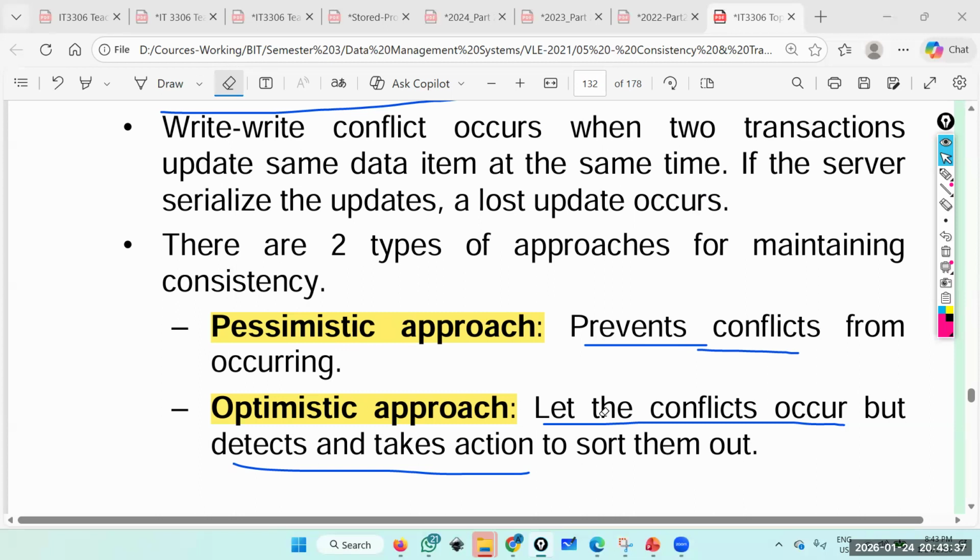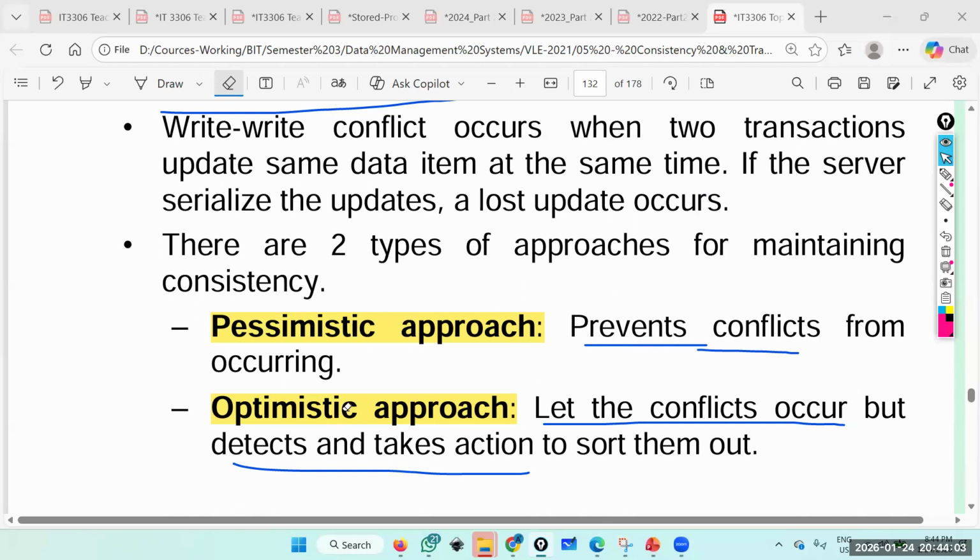Optimistic approach, optimistic means you are positive. That means you think that wrong things will not happen. That means you feel like 99% of the times things are going to be okay. Pessimistic means you think that most of the time things are not going to be okay. Right? So in that case, the best thing is to prevent conflicts.